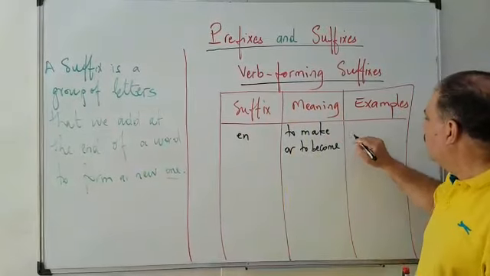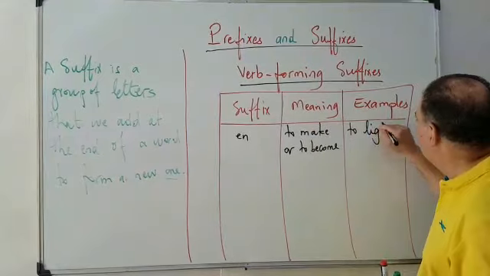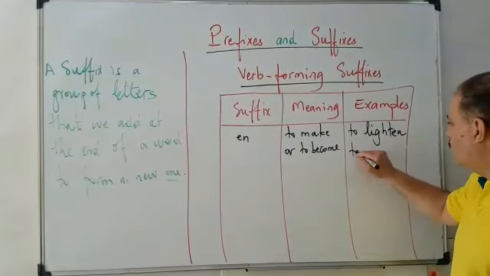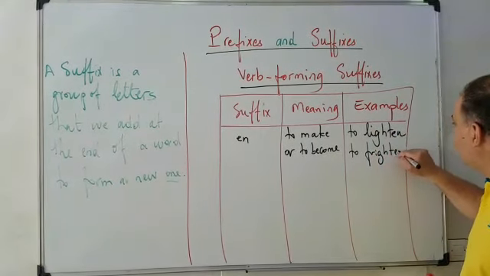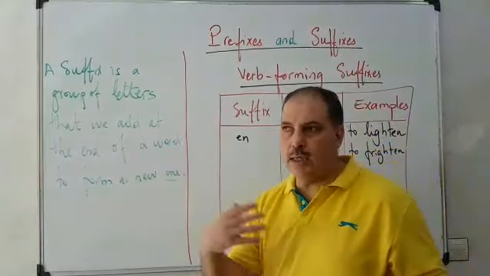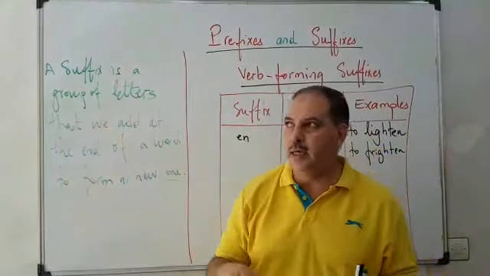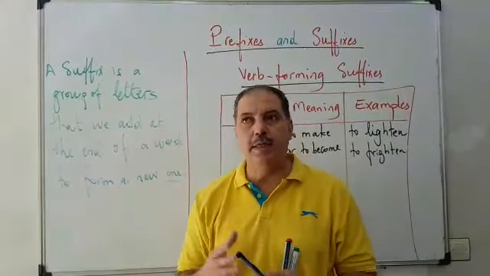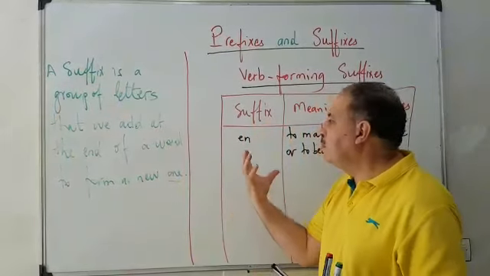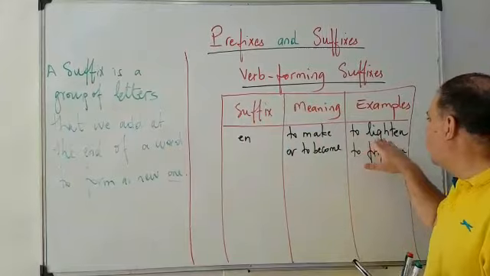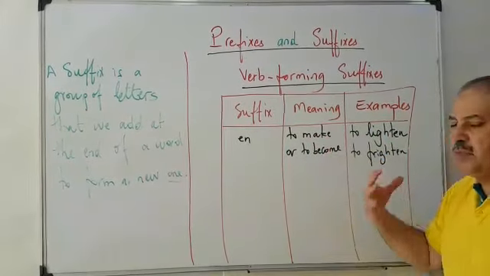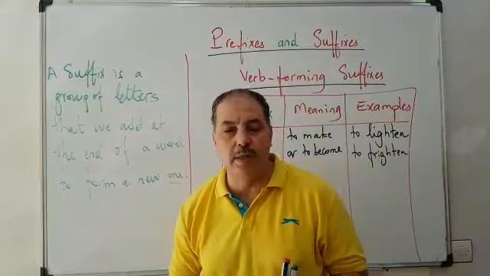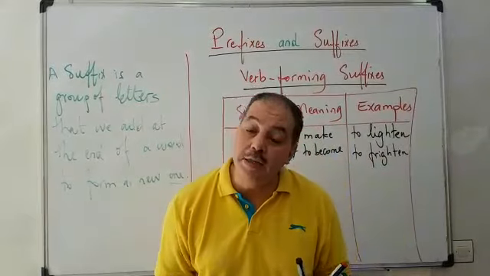So for example, to lighten and to frighten. You know, light as a noun means la lumière. To light as a verb, anara, and to lighten is to make something light. So here we understand that en makes something light. And frighten, to frighten someone is to make him frightened.